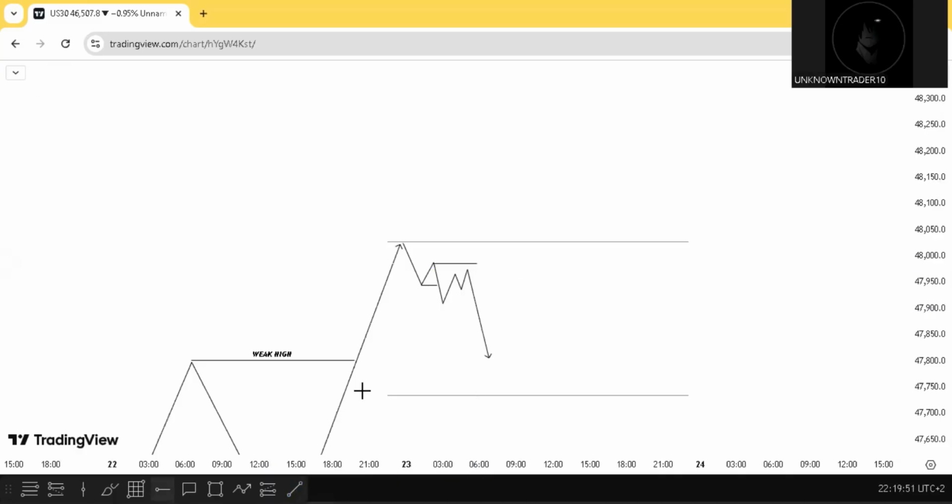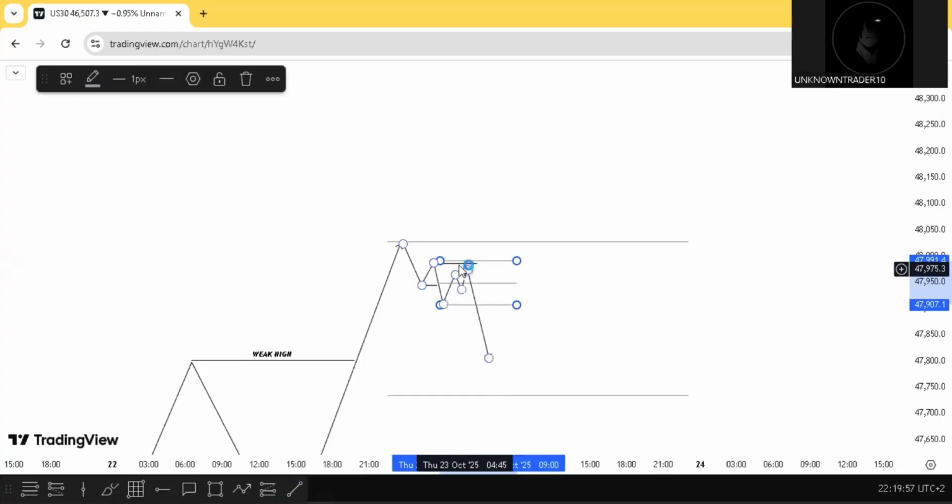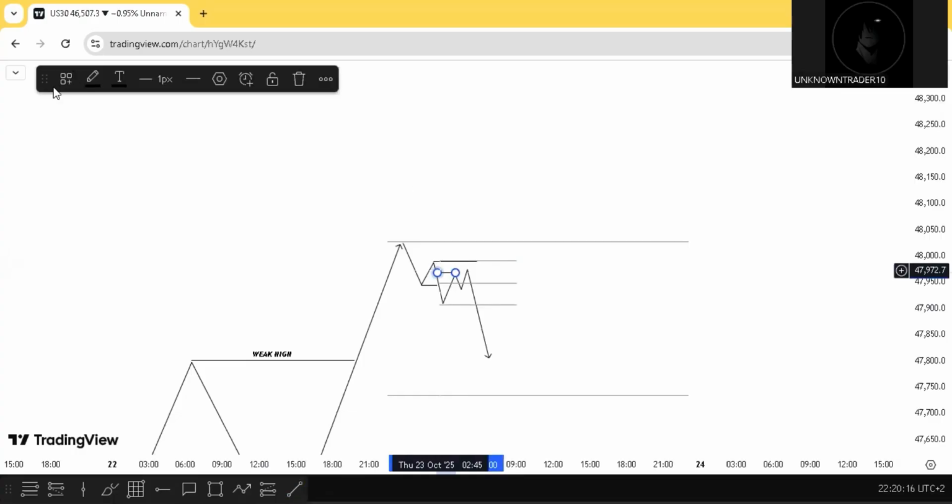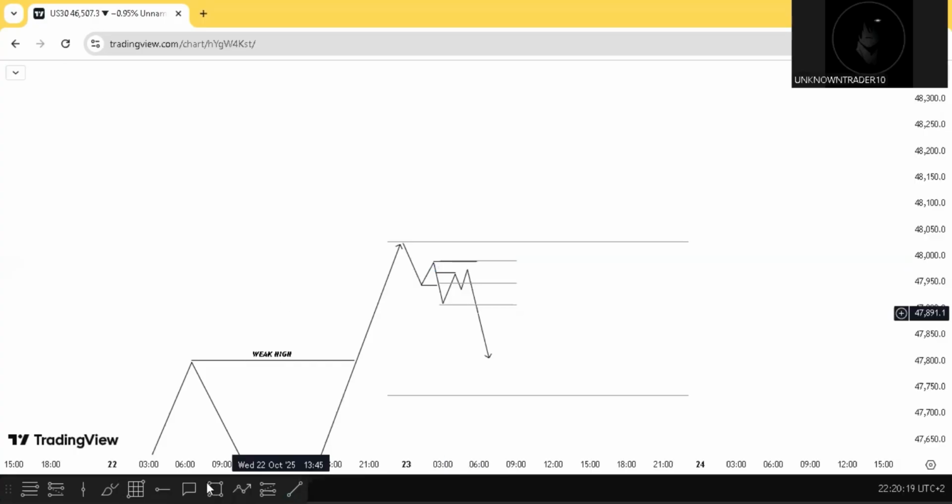So then I take my gun box, drag it from the low to the high. So it gives me what? It shows me whether the market is on a premium or on a discount. Then once the market gets on the premium, because that's where I'm supposed to sell. Remember, we sell at the premium, then we buy at the discount. Then I'll wait for my liquidity to be swept.